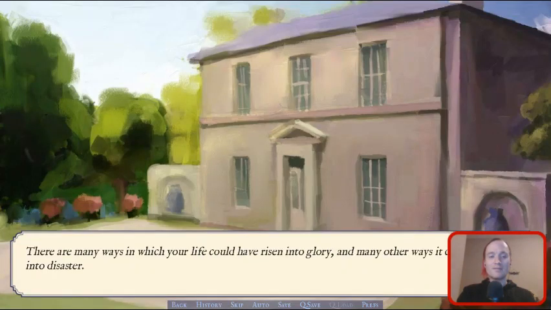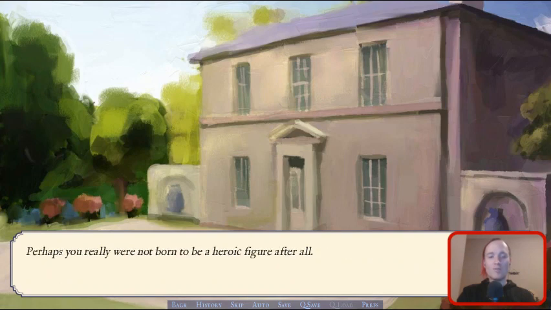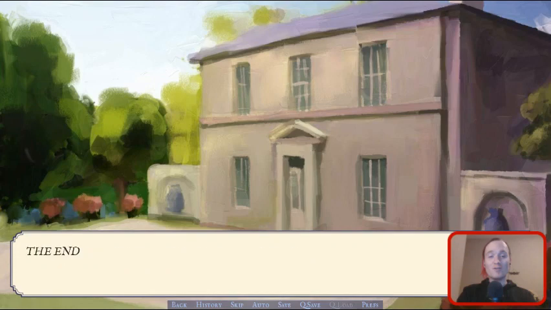There are many ways in which your life could have soared to glory or sunk into disaster, but it seems your life now is much the same as it was at the beginning of our story. You may be a little wiser now than you were, but it's likely that you are not. Perhaps you really were not born to be a heroic figure after all. The end.